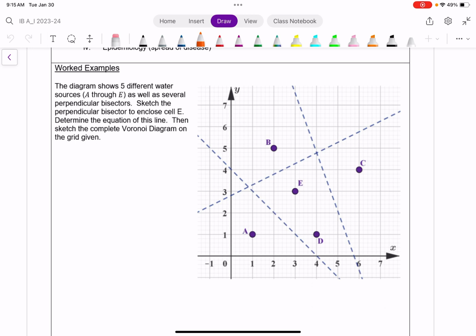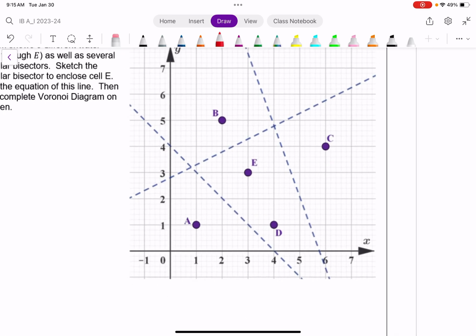We want to sketch the perpendicular bisector to enclose cell E. So I can see over here that cell E is partially enclosed, but it's definitely not fully enclosed because it and D are in the same cell. Determine the equation of that line that encloses it, and then make a sketch of the complete diagram. So first, just as a quick sketch, if I just look at cell E, I can see there's got to be some sort of line over here. That is the perpendicular bisector between E and D, and I want to find that in detail.